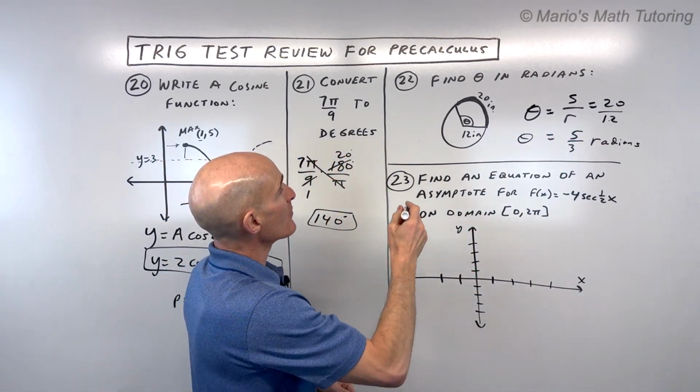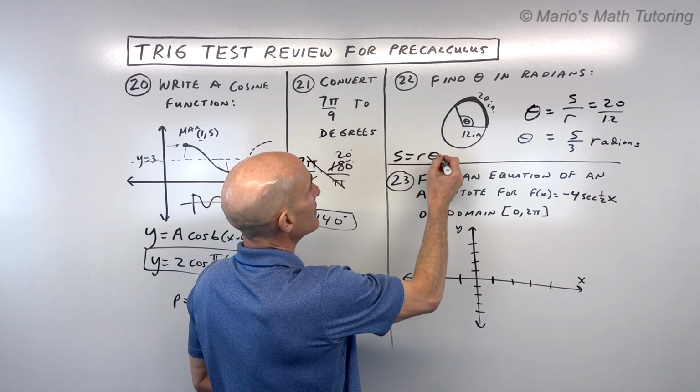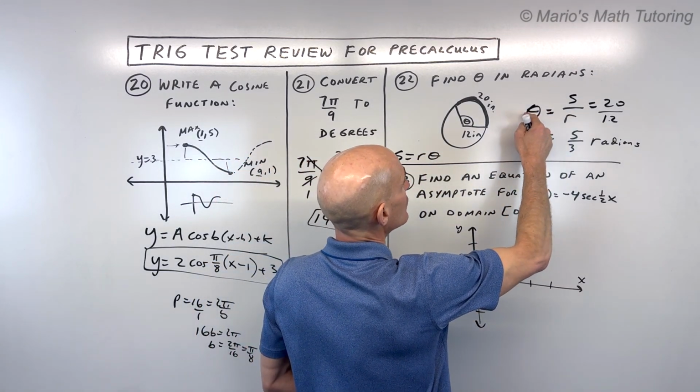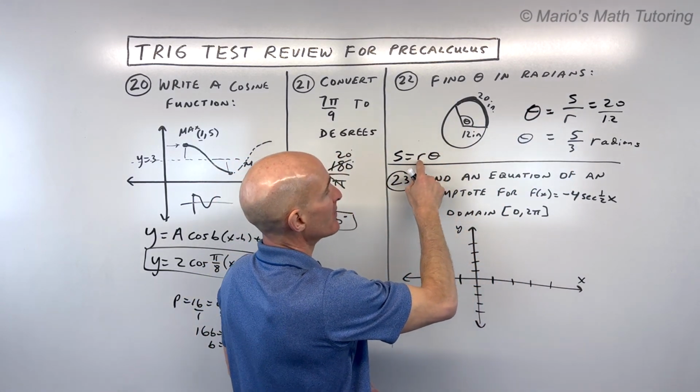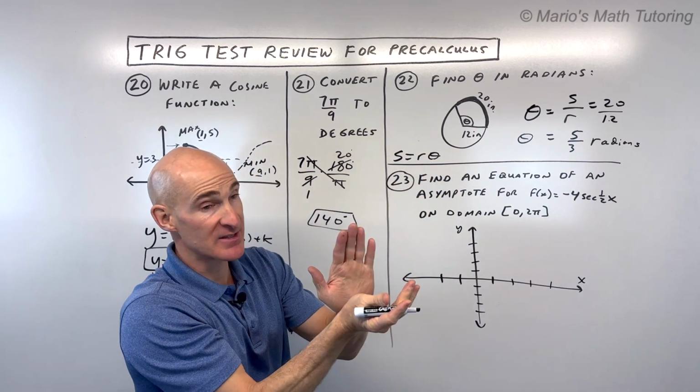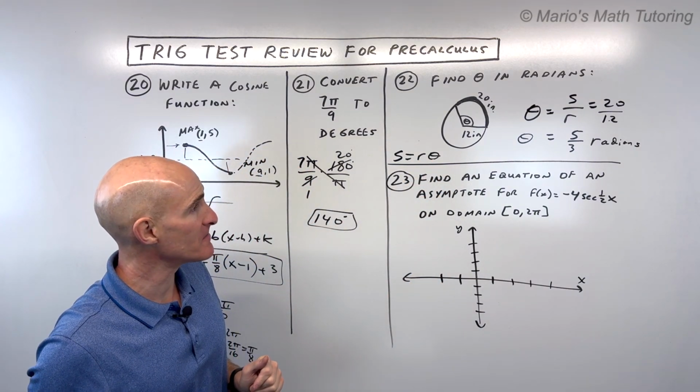You'll also probably remember the formula S equals R theta. If you were to multiply both sides of this equation by R, you would get this formula. The arc length equals the radius times the central angle, but it has to be in radians.